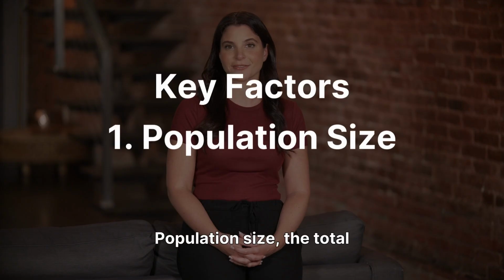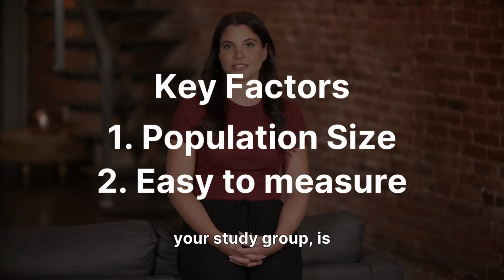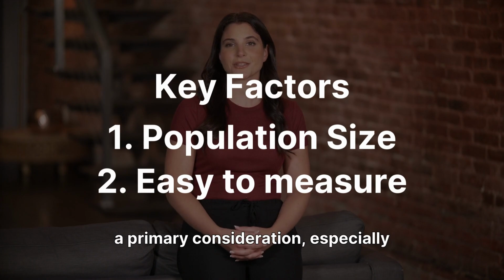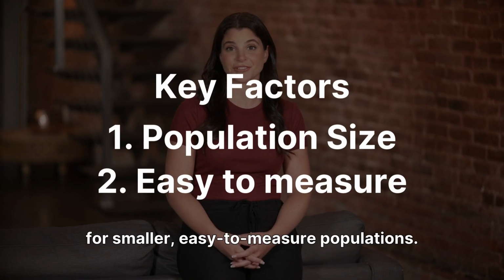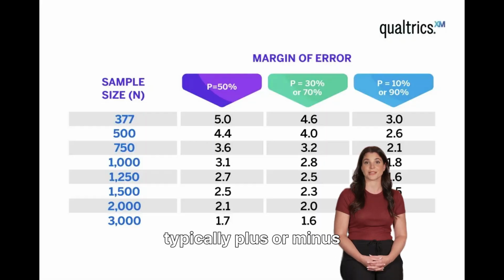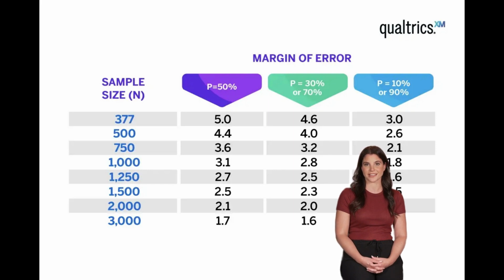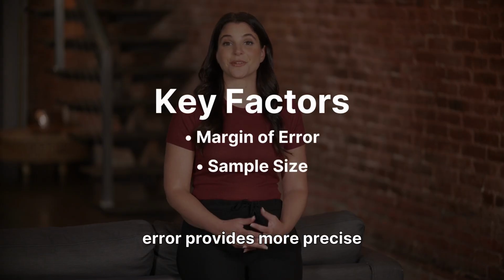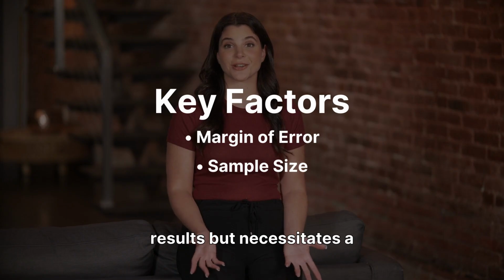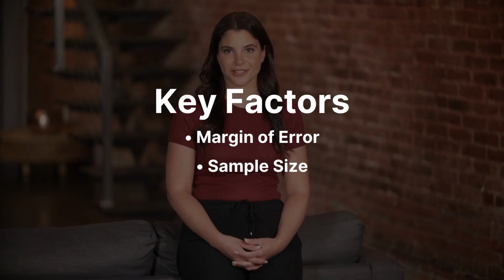Population size, the total number of individuals in your study group, is a primary consideration, especially for smaller, easy-to-measure populations. The margin of error, typically plus or minus 3% to plus or minus 5%, defines the acceptable range for survey results to differ from the actual population value. A smaller margin of error provides more precise results, but necessitates a larger sample size for accuracy.